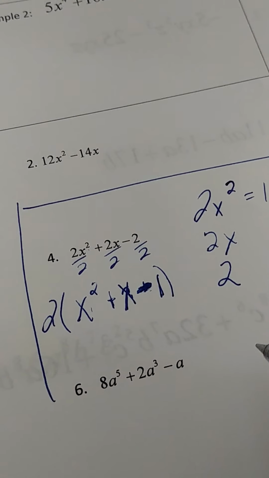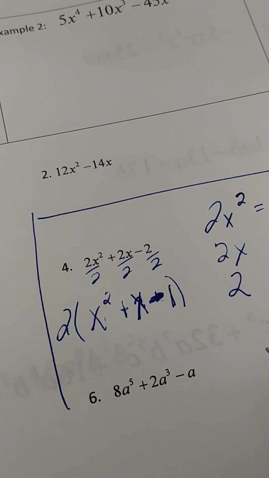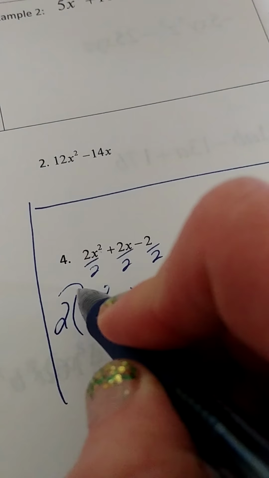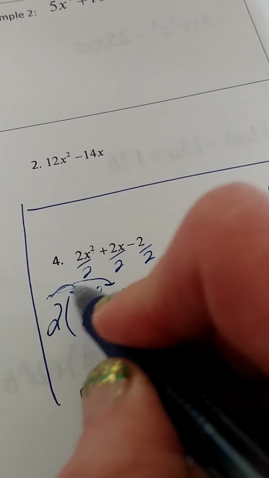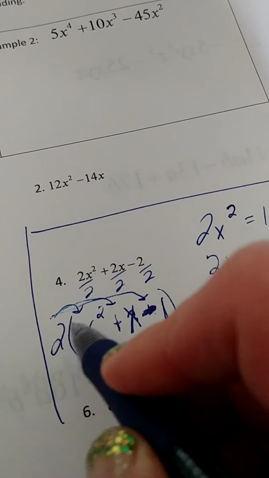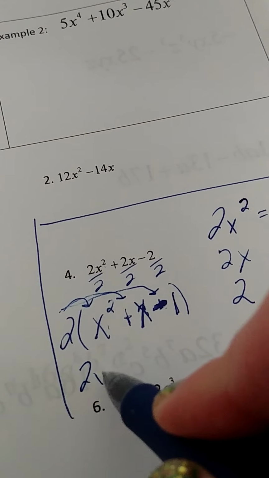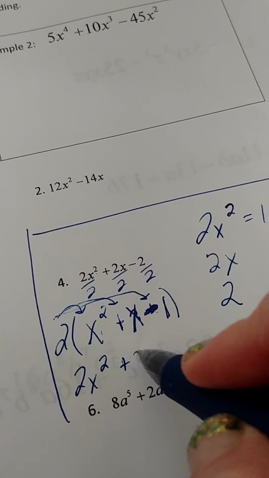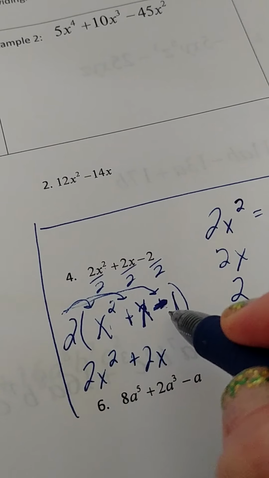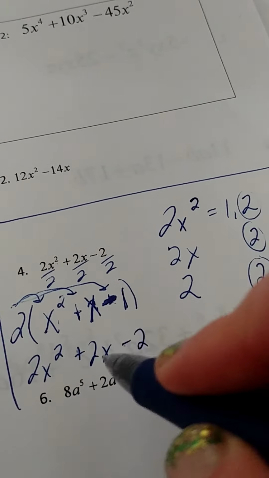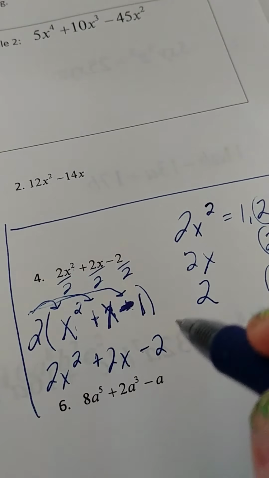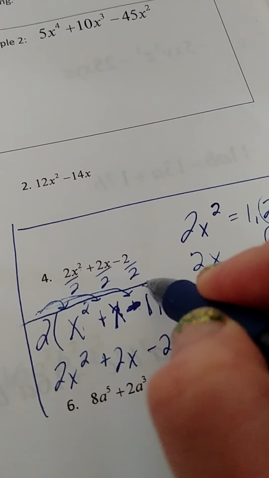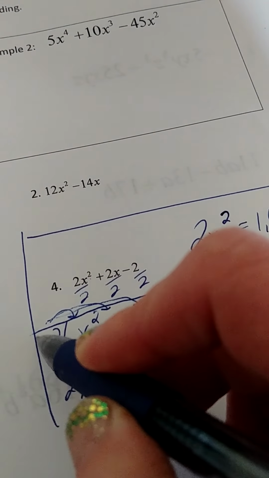Now, if you wanted to check your work, you could do the distributive property, which you've learned already this year and in past years. So you would do 2 times 2x squared for 2x squared, 2 times x for 2x, and 2 times negative 1 for negative 2. And this answer here should match what you started with up here. But this here is your answer.